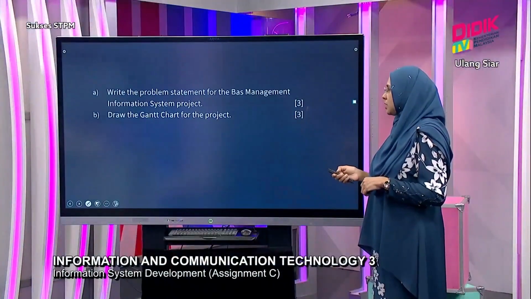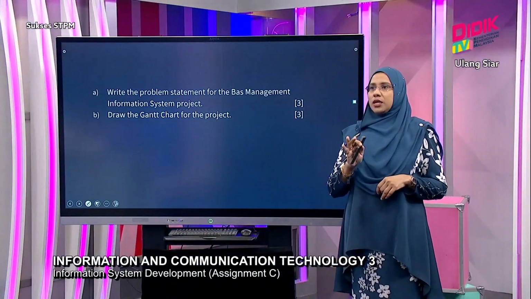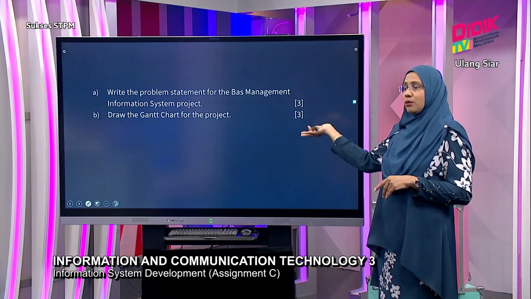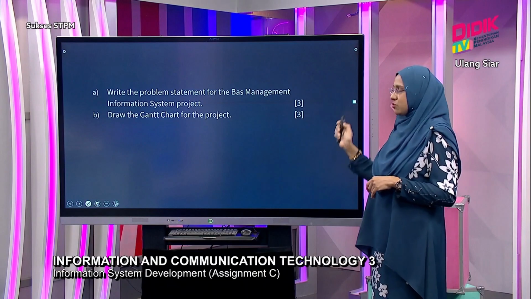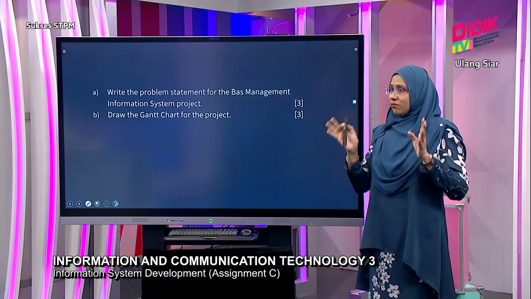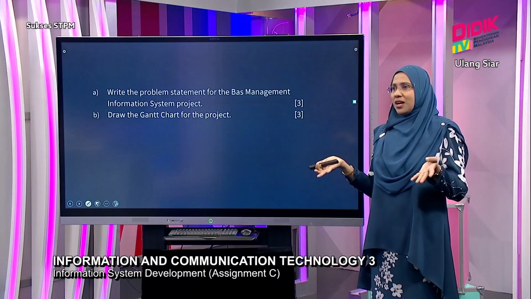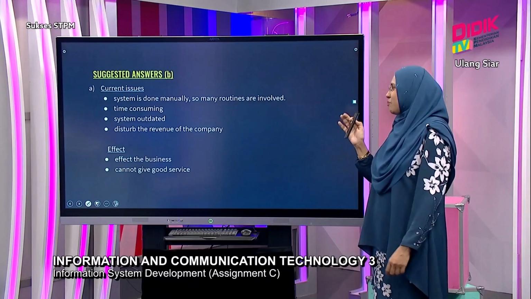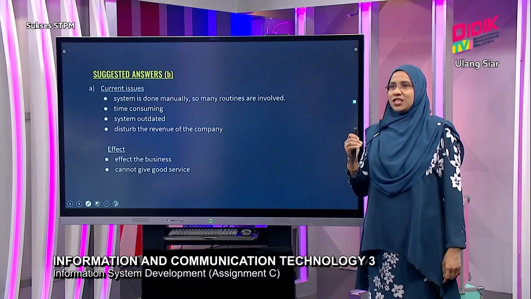So this is the scenario given. So now look at the question. What do they want? Okay, write the problem statement for the bus management information system. It's in the question just now. Okay, marks 3. And then draw Gantt chart. Okay, if you forgot how to draw the Gantt chart, then 3 marks gone. Okay, so the problem statement. Okay, this is my suggestion.